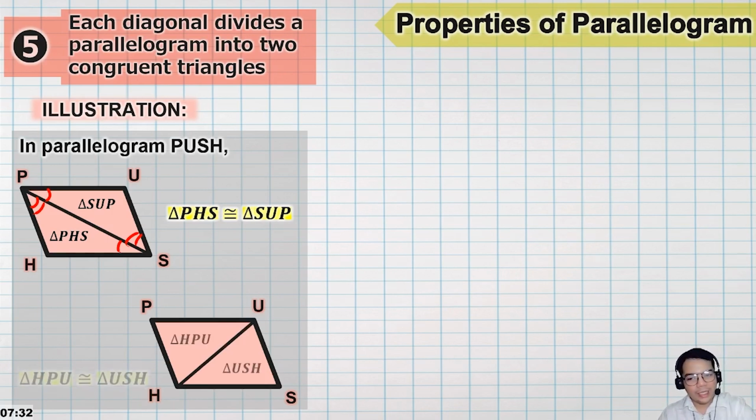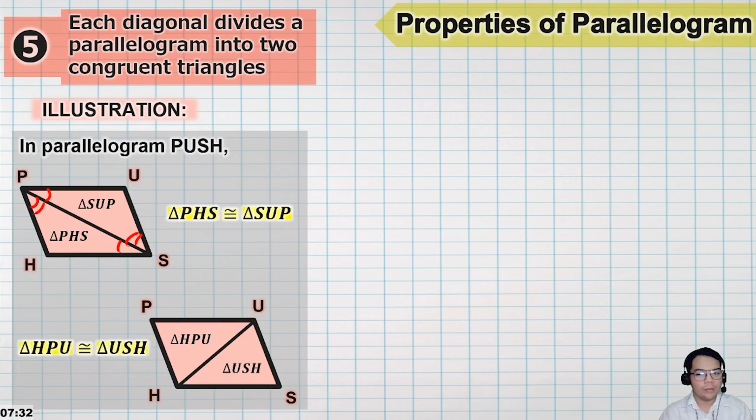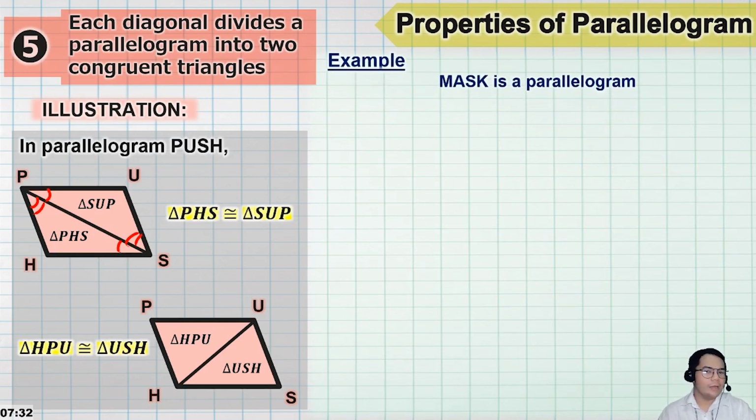So in that case, we will form another two pairs of congruent triangles, which is triangle HPU and triangle USH. The same thing as the first example, magiging congruent din tong dalawang to. Ayan. So that is what we mean by having diagonals dividing our parallelogram into two congruent triangles. So let's have this given example.